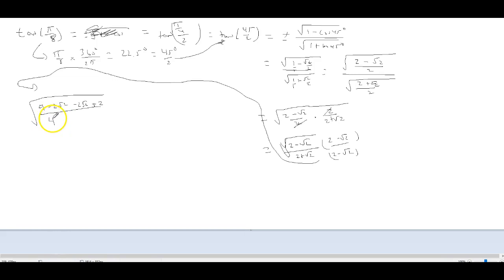And on the bottom, I've got 4, and then the two middle terms cancel out, minus 2. So this gives me the square root of 6 minus 4 root 2 over 2. I know that the 2 goes into both of these on the top, so that gives me 3 minus 2 root 2, and that's my answer. Ain't that fun?